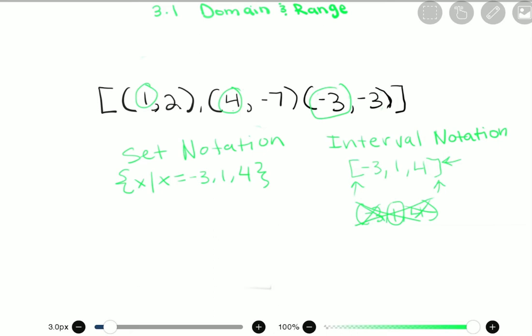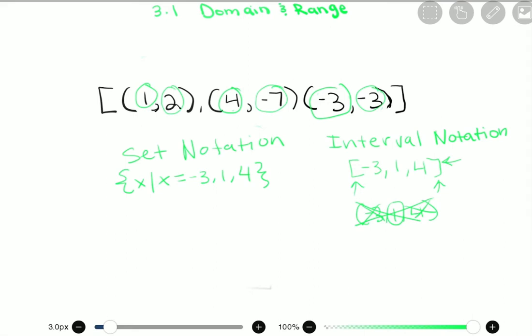Next we're going to do range. So range is all the y values. The y values are the second number in the parentheses. That's going to be 2, -7, and -3. So that means we found our range. Now we're going to write it in set notation and interval notation. It is the exact same way as our domain, but with y.